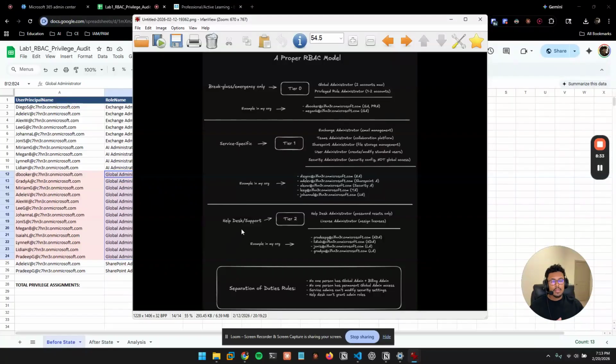And then the lowest tier, which is tier 2, is your help desk and support. These are your level 1s. These are the people who shouldn't really have a lot of access to do a lot of things. You have your help desk administrator and then your license administrator. And again, in those parentheses, I put in what they do. Mostly help desk administrators are known for password resets. If a user has any questions, usually help desk is the first place that they go. And then license administrator is to assign licenses. And in my org, I went ahead and gave 2 people the help desk role and then 2 people the license admin role.